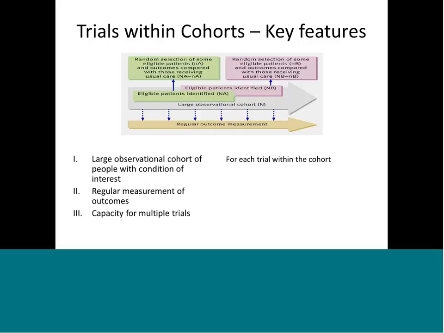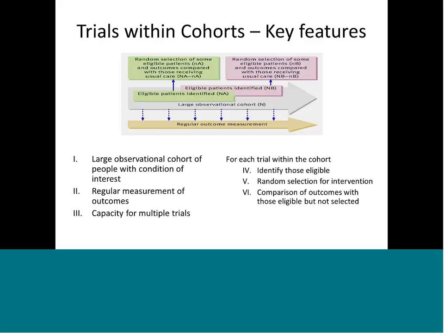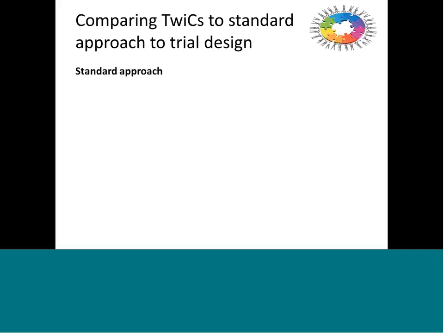Then for each trial embedded within the cohort, you identify those who are eligible for that particular trial. You randomly select a proportion to be offered the intervention. And then you compare the outcomes of those randomly selected for the intervention with those not selected. And then the last feature is you use what we called patient-centered informed consent. I'm not sure how wise that phrase was, but we were trying to convey something there, which I will talk about a little bit later.